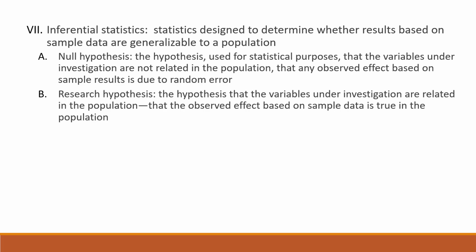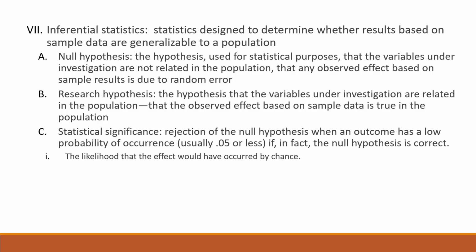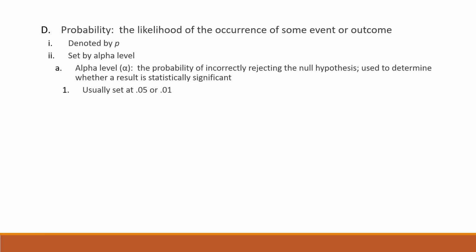And this is based on what we call statistical significance of the data. Statistical significance is the rejection of the null when an outcome has a low probability of occurrence, which is usually 0.05 or less, if in fact the null hypothesis is correct. In other words, you can think about this as the likelihood that the effect would have occurred by chance.